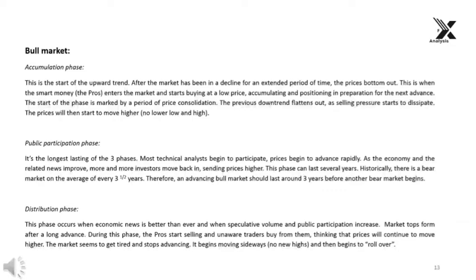Historically, there is a bear market on average every 3.5 years. Therefore, an advancing bull market should last around 3 years before another bear market begins.